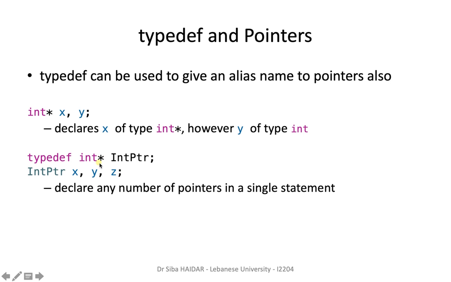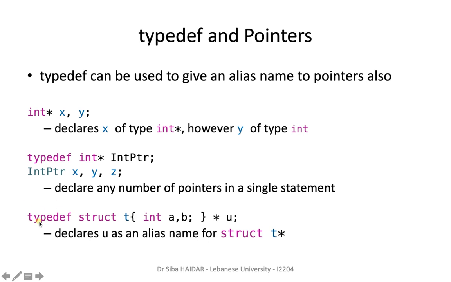This is a use. Another use is the following. You declare typedef struct t int a comma b, which are fields inside the struct t, and then you continue star u. What does this mean? This means u is the new name for struct t star. So u is the new name for the pointer of base type struct t. So this declares u as an alias name for struct t star. Remember this, you will be needing it in the data structure course next semester.